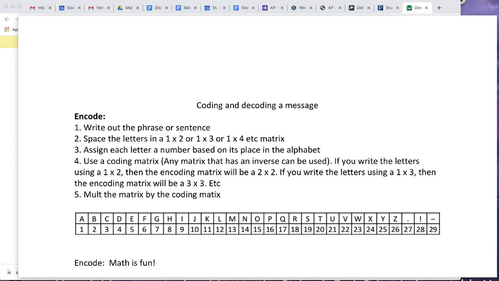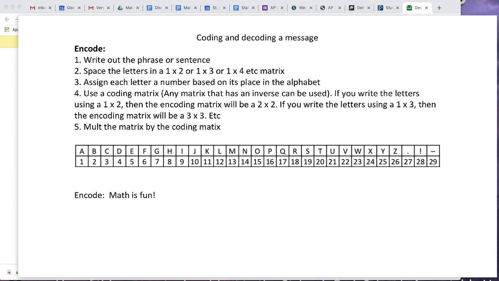So what we're going to do is talk about what you need to encode a message, and then decode it after, if we were to have that option. It all has to do with multiplying matrices, and we're going to use our calculator, so it's important for you to have that Desmos matrix calculator, or if you found a different one, that would be fine as well.